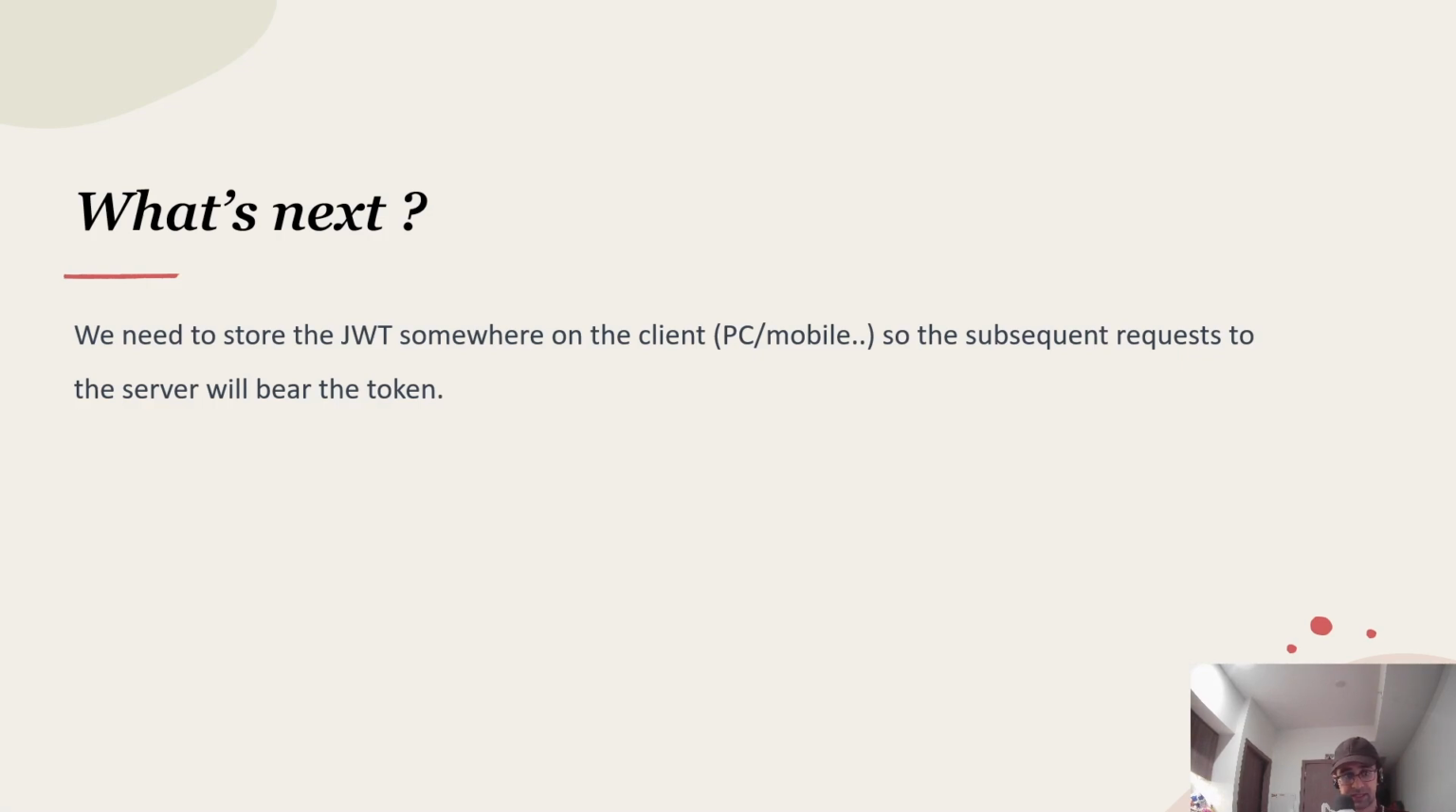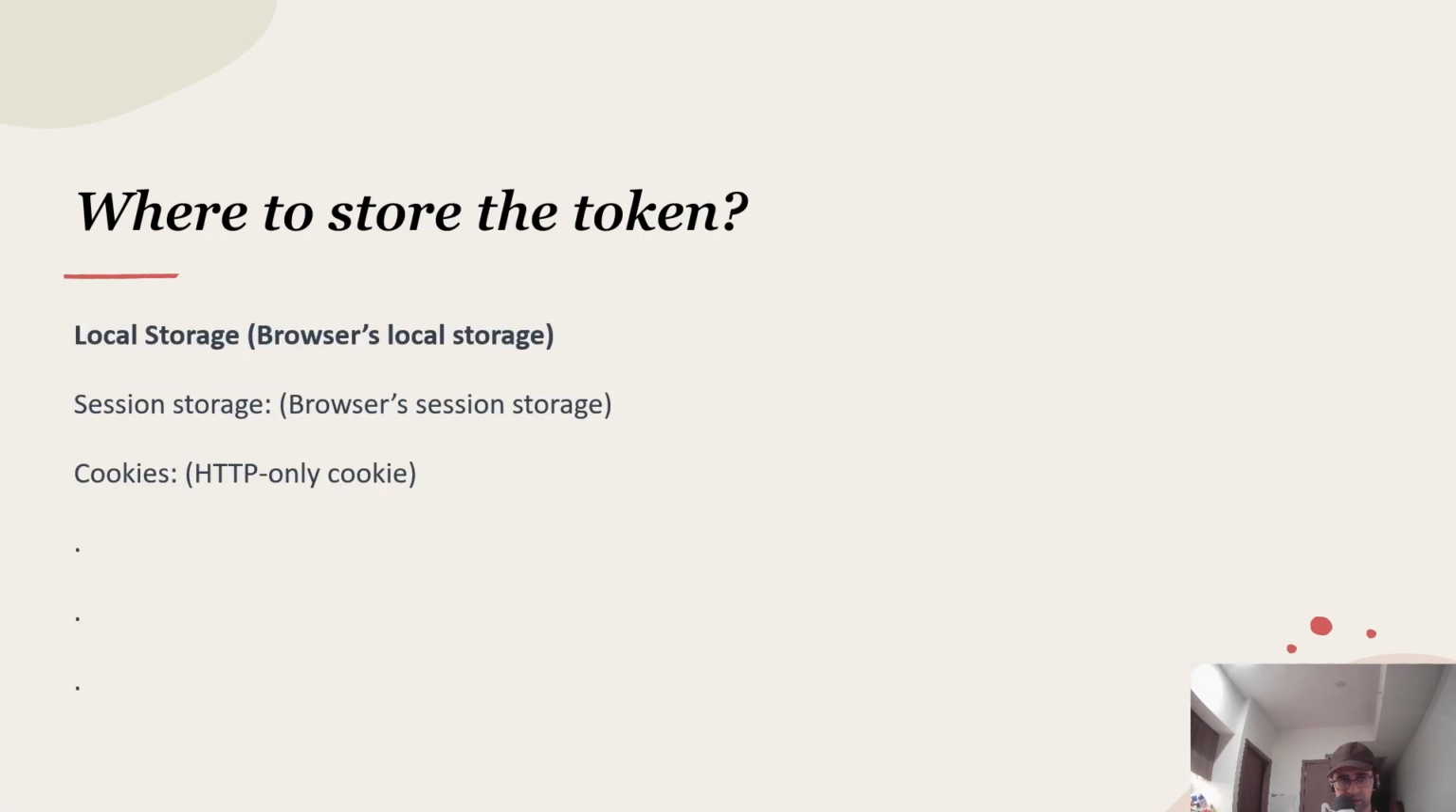So we need to store the JWT somewhere on the client, somewhere on our PC or mobile device. So the subsequent request to the server will have the token. There are various ways to store the token, and 3 of them are mentioned here. We can either store the token inside the local storage of the browser, or the session, or the cookies. Of course, there are other ways to do so, but these 3 ways are the most common approaches to store the token. All of them come with their own pros and cons, so depending on the project, you need to decide which one would fit your project.